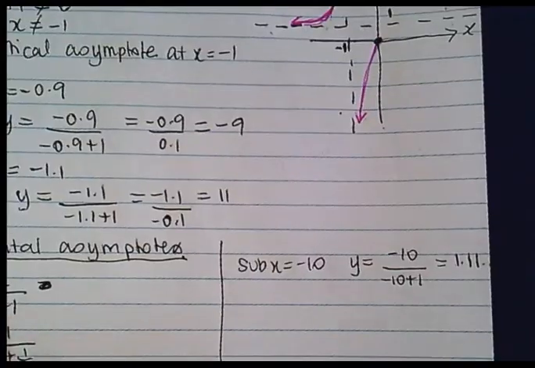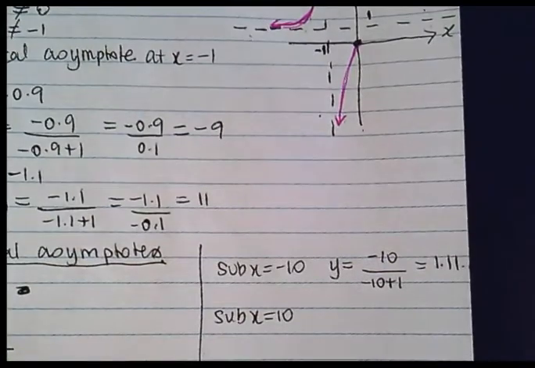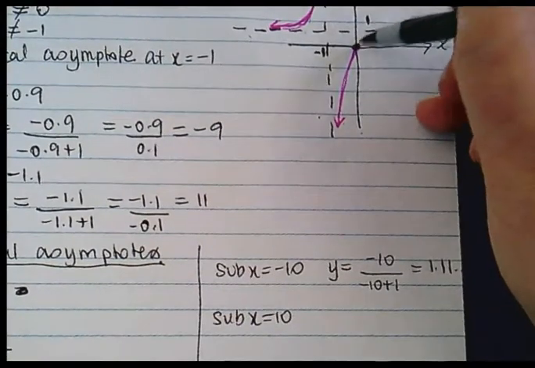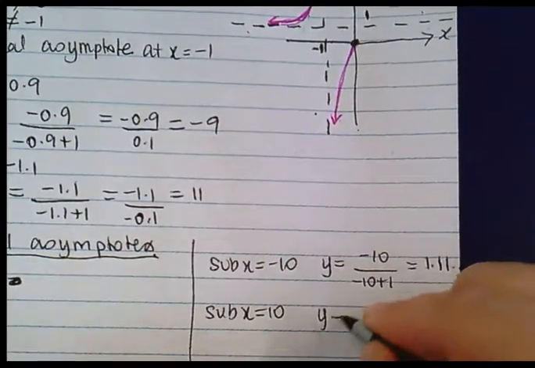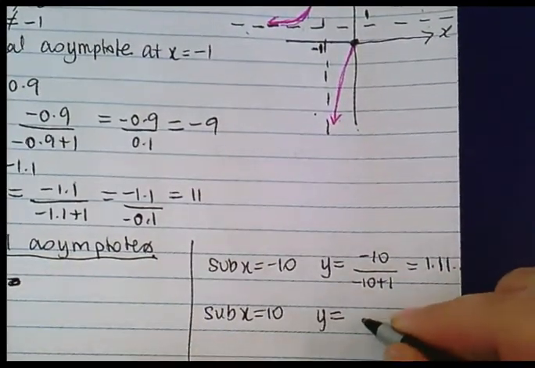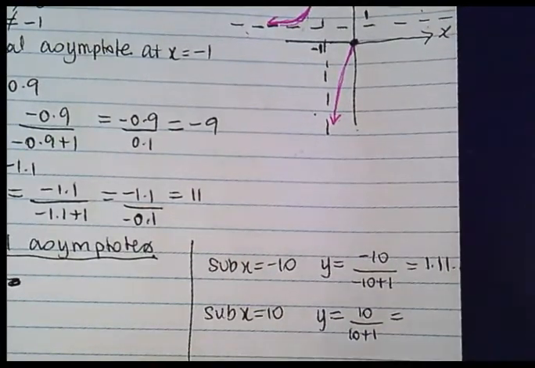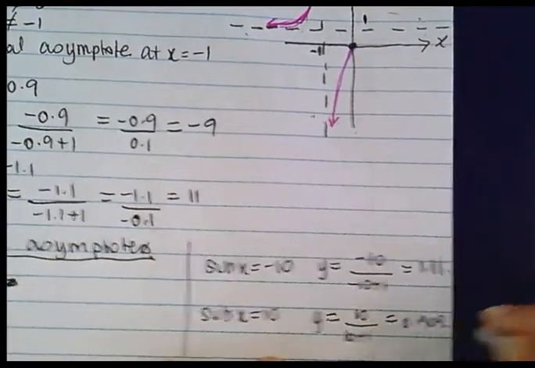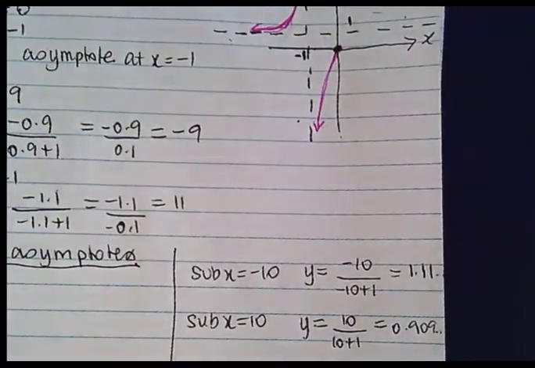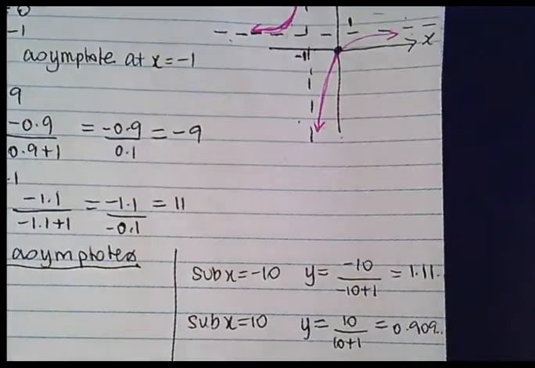Right. Now, let's substitute x is 10, and we're thinking this one should come from below. We're thinking. But if it comes from above, it means it crosses it and comes back down. But I think it is from below. So you get y is, when x is 10, 10 over 10 plus 1. That's 10 over 11, which is 0.909. Well, that's below 1, isn't it? So that one's okay. It comes from below. Got it? Okay.